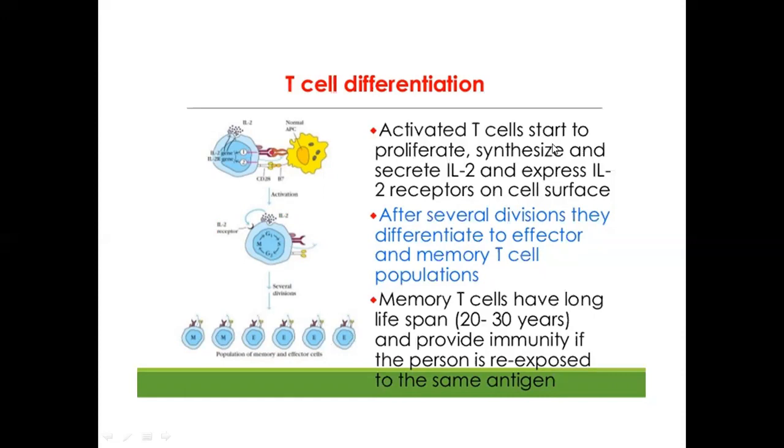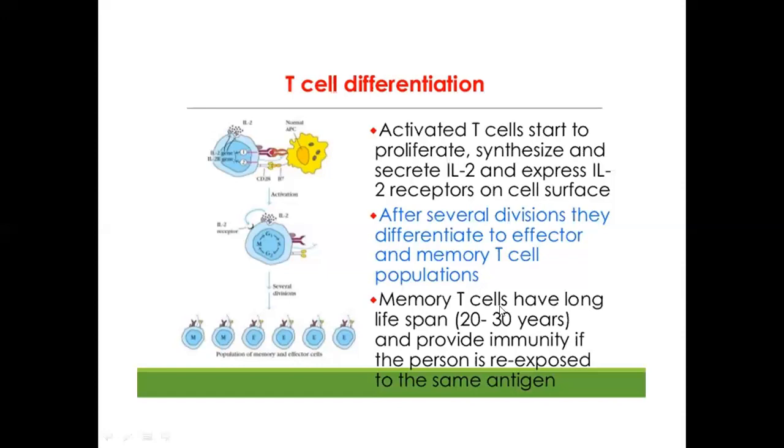Activated T cells start to proliferate, synthesize and secrete IL-2, the cytokine interleukin 2, and express the IL-2 receptors on the cell surface. After several divisions, they differentiate into the effector and memory T cell populations.